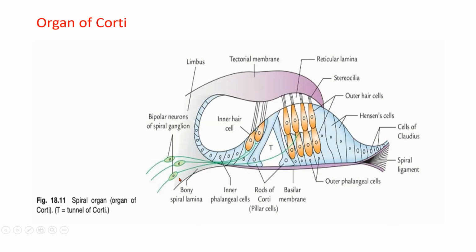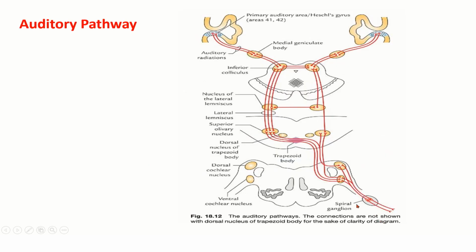We can also see here the bipolar neurons in the spiral ganglion. So, the auditory pathway you can see here. Whenever there is stimulation of the hair cells by the tectorial membrane, there will be passage of electrical impulse through the spiral ganglion neurons, which relay into the dorsal cochlear nucleus and ventral cochlear nucleus. From there it is a bilateral representation going to both sides, the dorsal nucleus of the trapezoid body and the superior olivary nucleus. It passes through the lateral lemniscus and reaches the inferior colliculus. The majority of the fibers go to the medial geniculate body. Only a few fibers relay in the inferior colliculus.